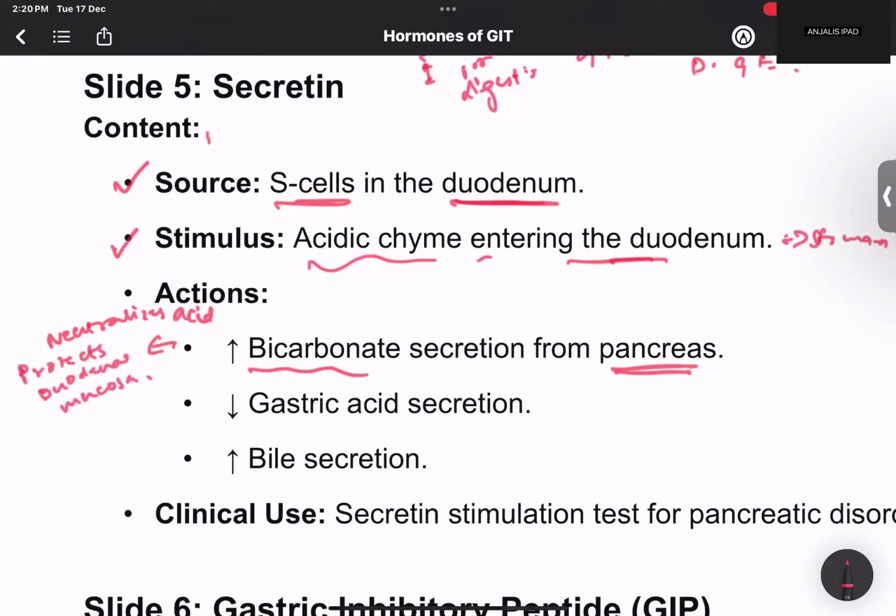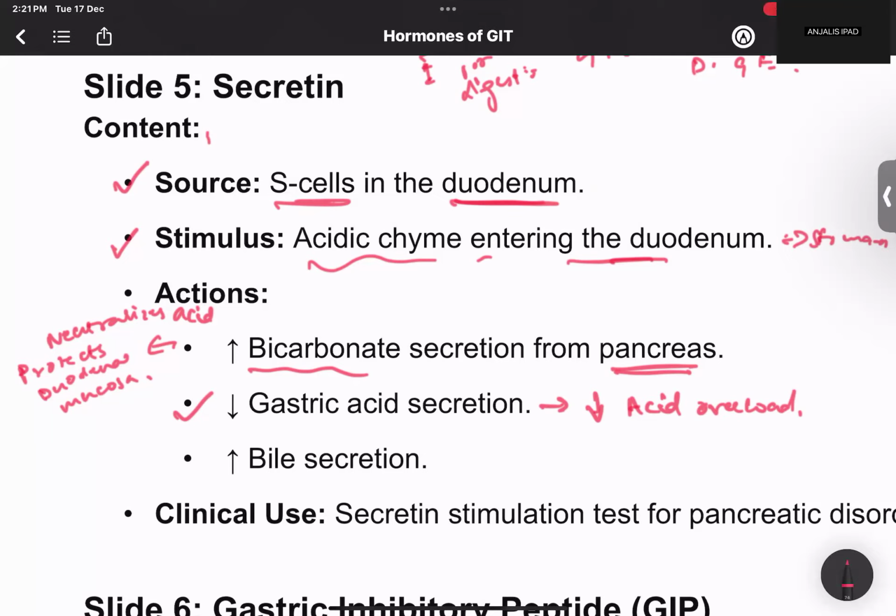Now, the second action is inhibiting gastric acid secretion. Why does it inhibit gastric acid secretion? This will reduce acid overload. Inhibiting gastric acid secretion will reduce acid overload.